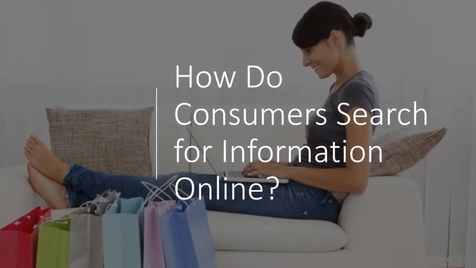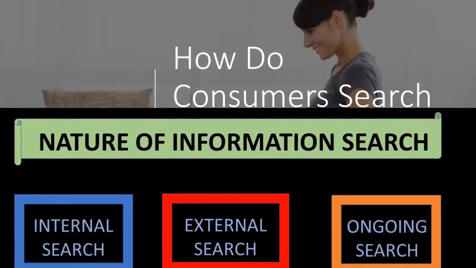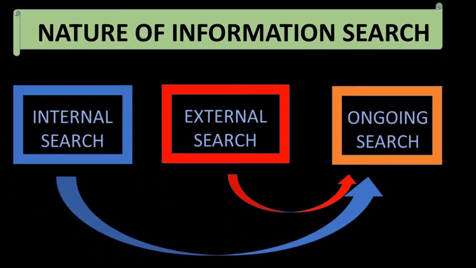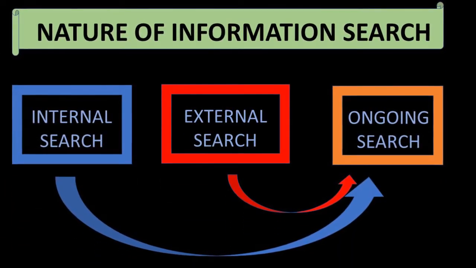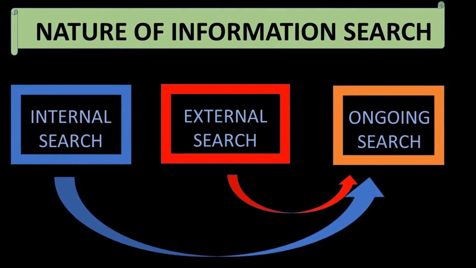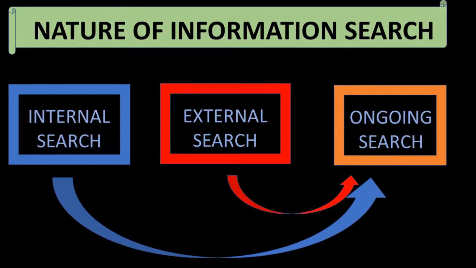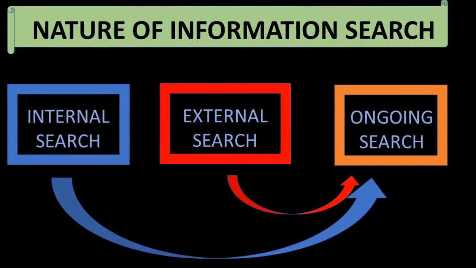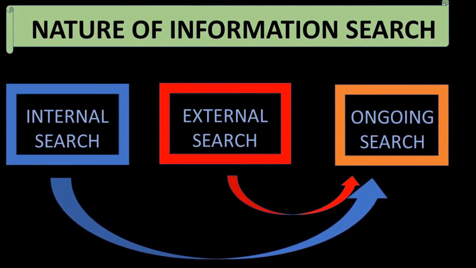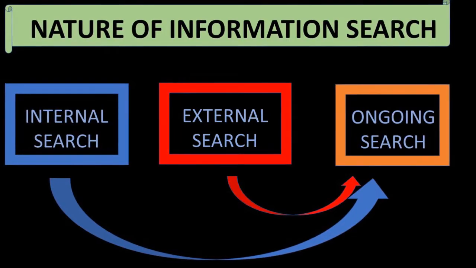So how do consumers search for information online? Consumers search for information through internal, external, and ongoing searches. Consumers continually recognize problems and opportunities where internal and external searches for information are used to solve these problems with ongoing search processes.